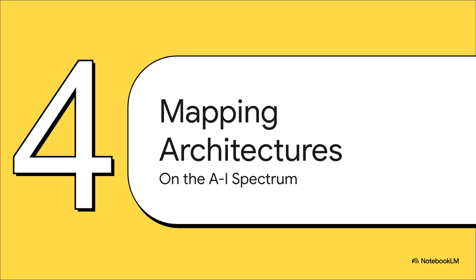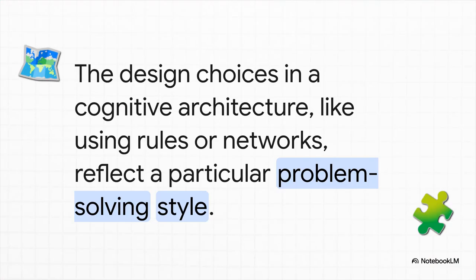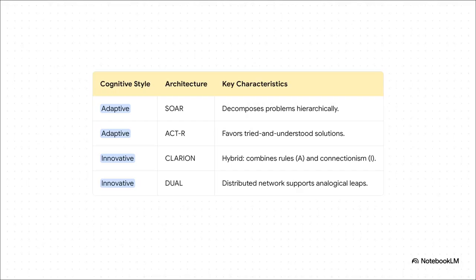Okay, so here's where we connect it all back. This whole adaptation-innovation spectrum gives us a really powerful way to understand why those AI blueprints we looked at are designed so differently. It turns out that the design choices an engineer makes when building one of these architectures, whether to rely on strict rules or messy competing networks, those choices are a direct reflection of a specific problem-solving style. And when you actually map these architectures onto that spectrum, it all starts to click.